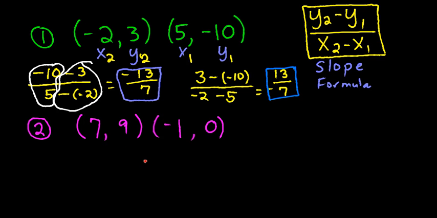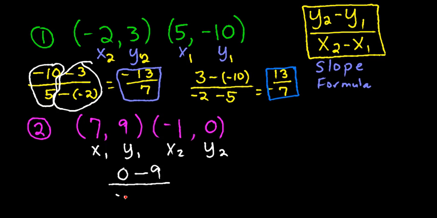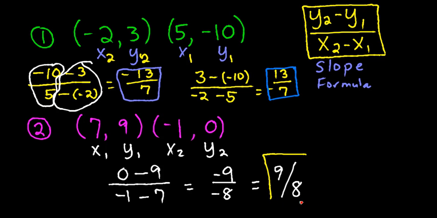I have a 5-minute limit on my videos. I'm going to try and do it again for example number 2. Okay, so I'm going to use x1, y1, x2, y2, and my second y is 0 minus my first y, which is 9, over my second x, negative 1, minus my first x, 7. That's going to give me negative 9 over negative 8. I'm going to simplify that to 9/8. Okay? That is the slope for the second line.